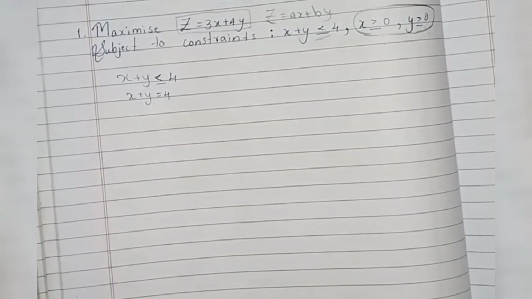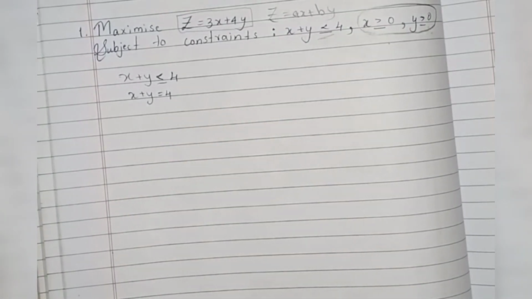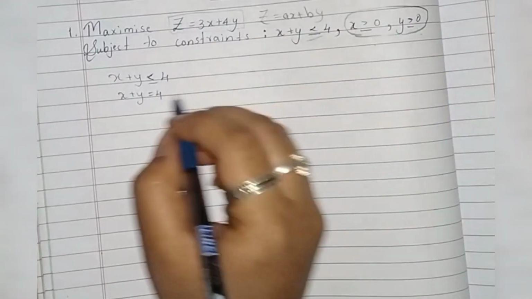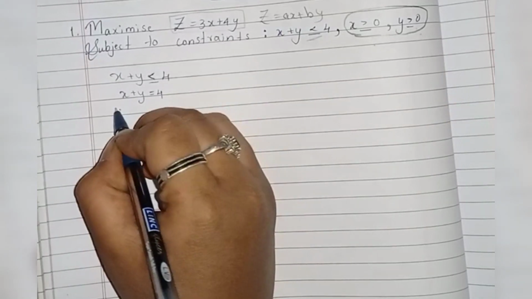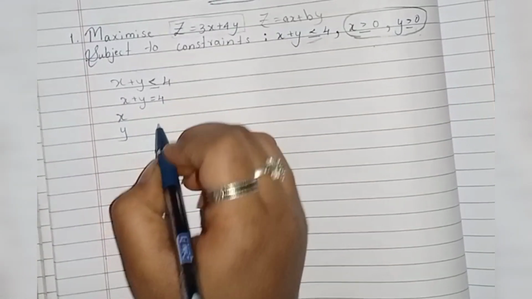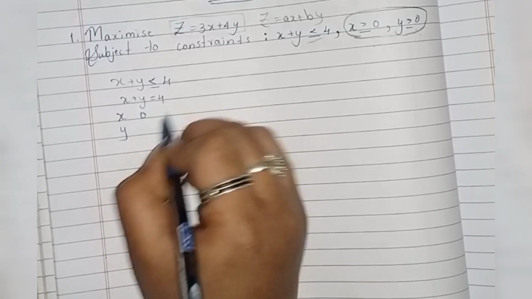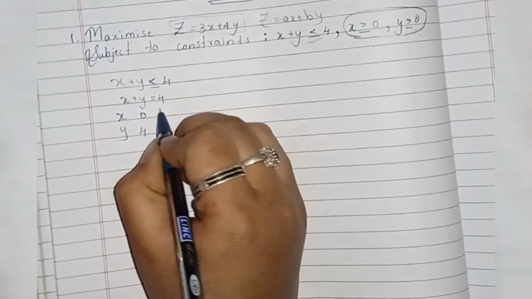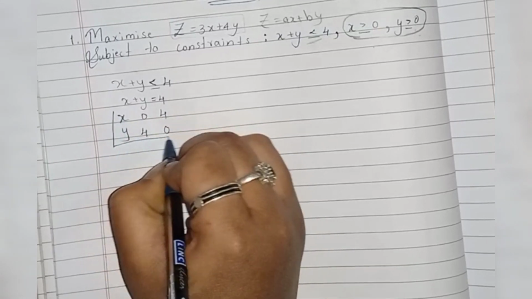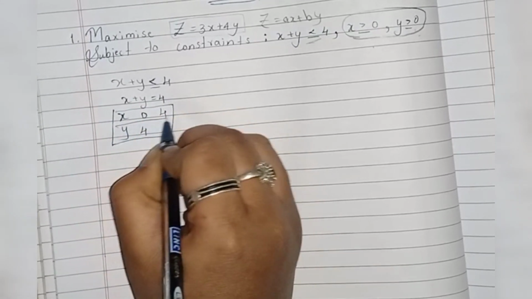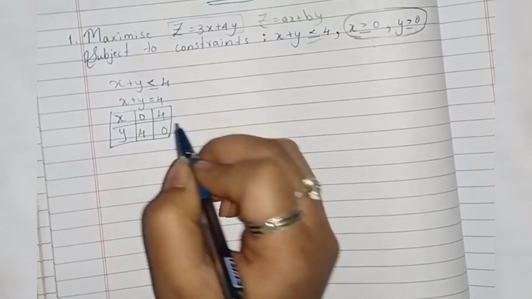Now we have to find 2 points to draw a line in a graph. Taking x plus y equal to 4, if x is 0 then y will be 4, and if y is 0 then x is 4. So we have found 2 points.